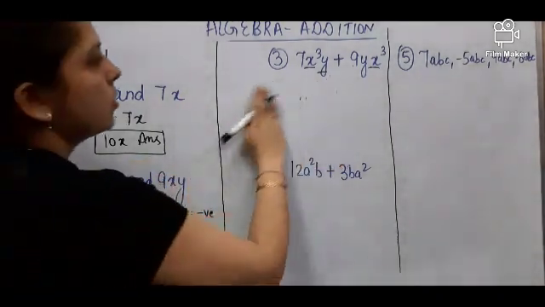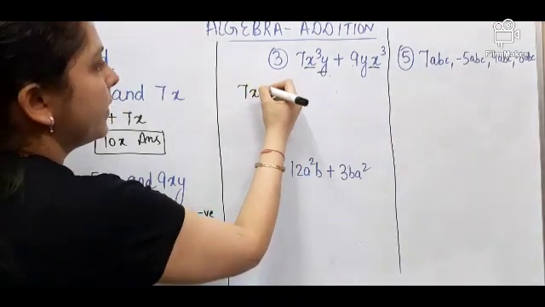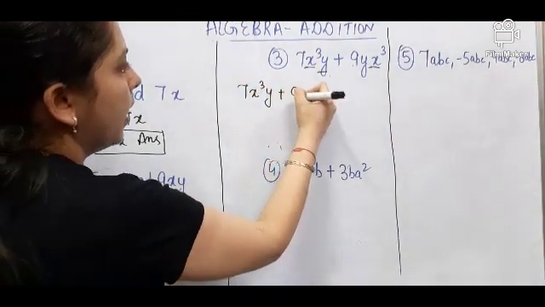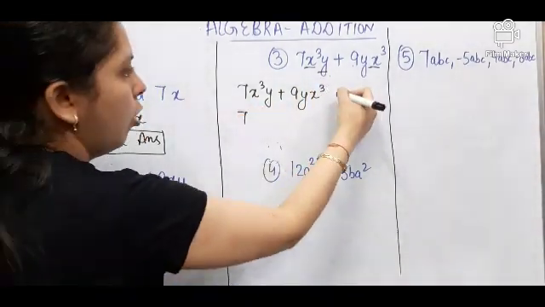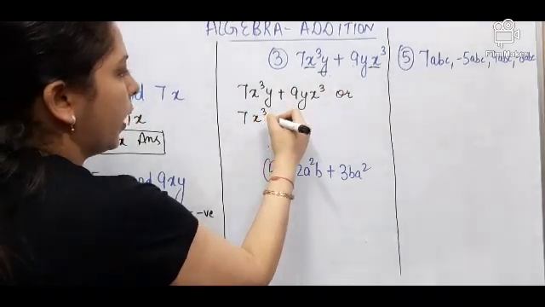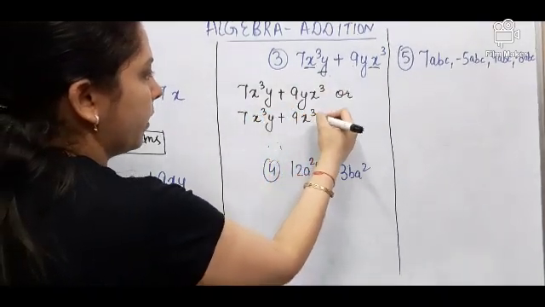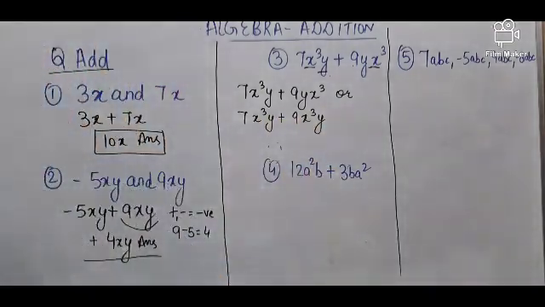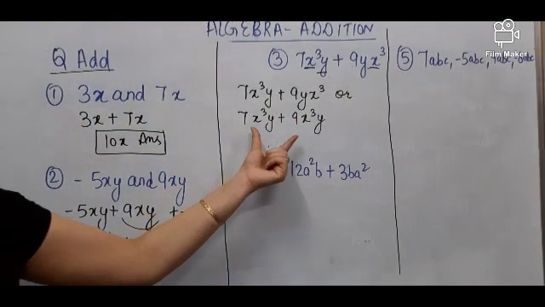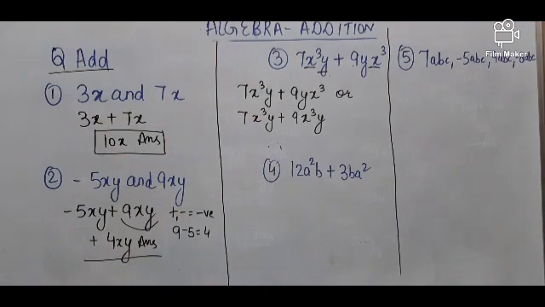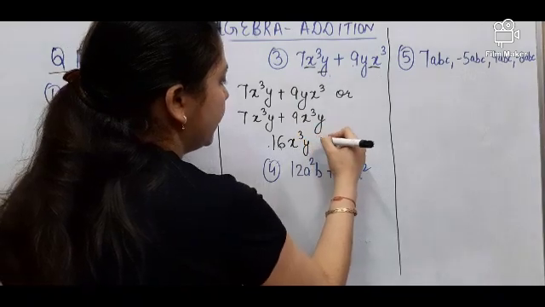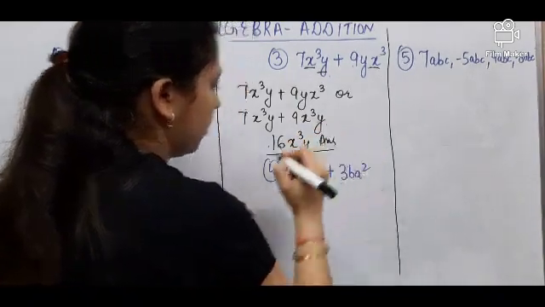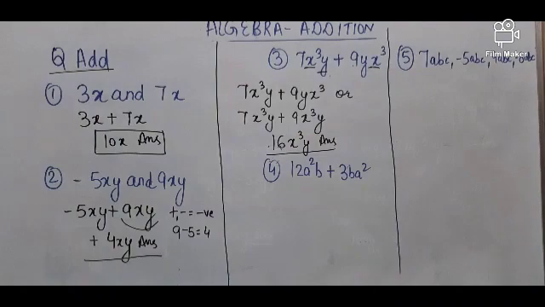So in the same question, 7x cube y plus 9yx cube, you can also interchange their position. You can also write 7x cube y plus 9x cube y. Now they are looking like terms. So now just add their constants. 9 plus 7 is 16. So 16x cube y is its answer. I hope this is clear to you. Let's move to the next.